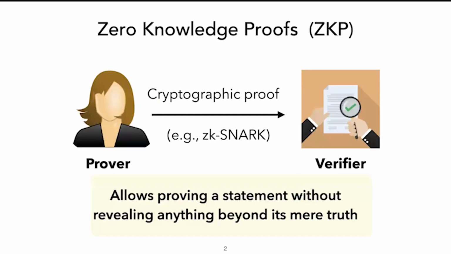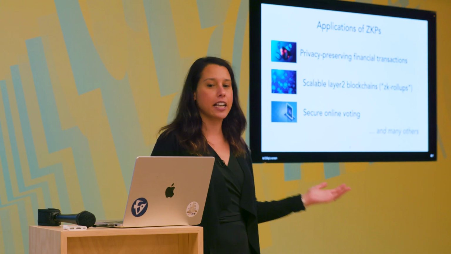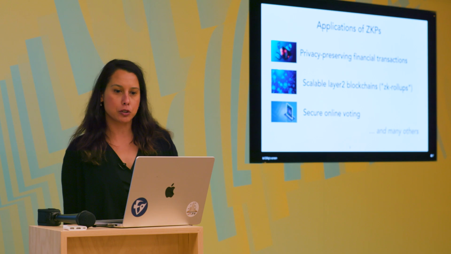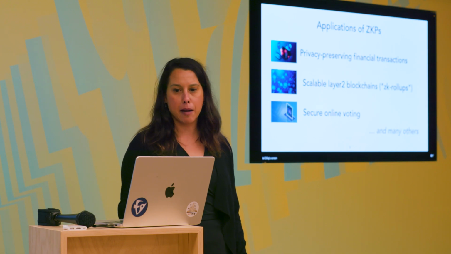So first of all, I'm sure everyone in this room knows about zero-knowledge proofs, but in a nutshell, a zero-knowledge proof basically allows proving that some statement is true without revealing anything beyond the mere truth of that statement. And because of this nice property, they've found many applications in the blockchain space, for example, in privacy-preserving financial transactions, ZK rollups, which are scalable layer 2 blockchain solutions, secure online voting, as well as many other application domains.